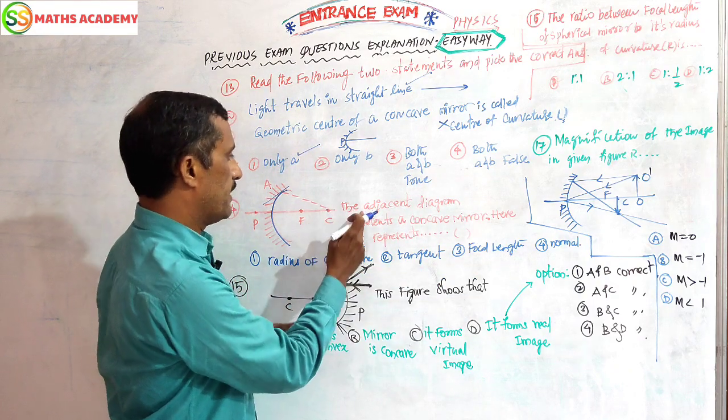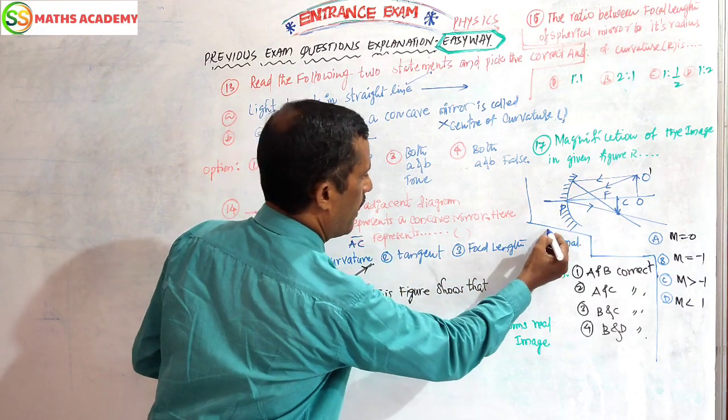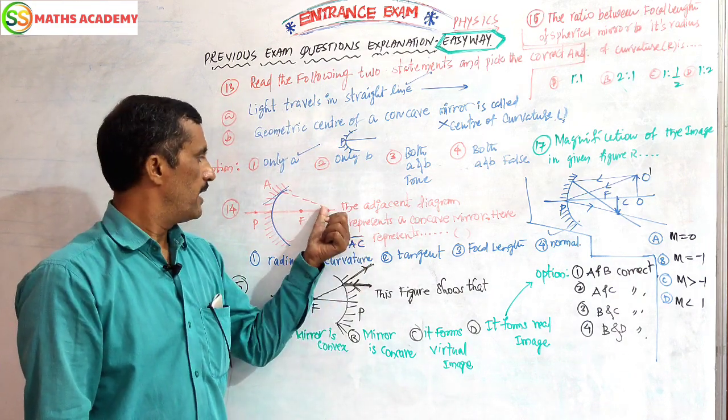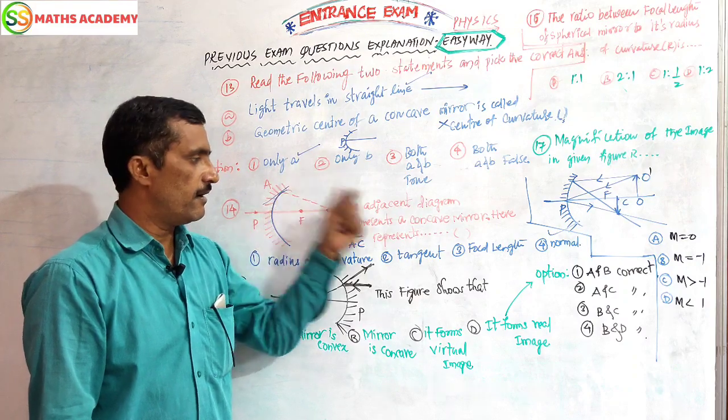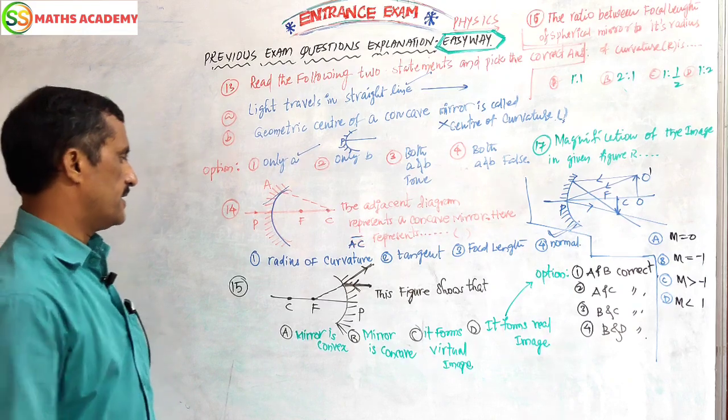Normal. So the adjacent diagram represents a concave mirror, and AC represents the normal, which is correct, because a line drawn from the center of curvature to any point on the curved surface is called the normal. So the fourth option is the correct answer.